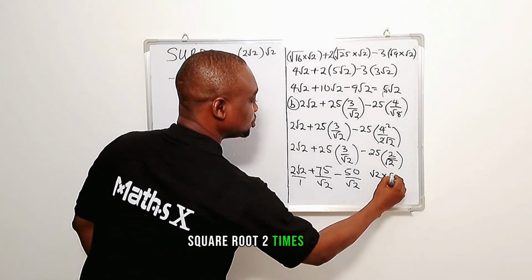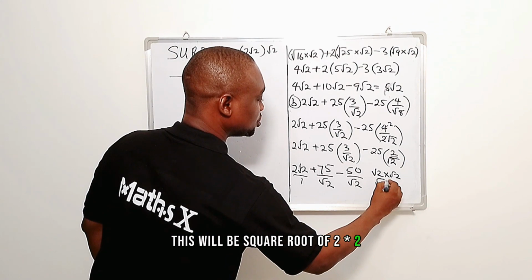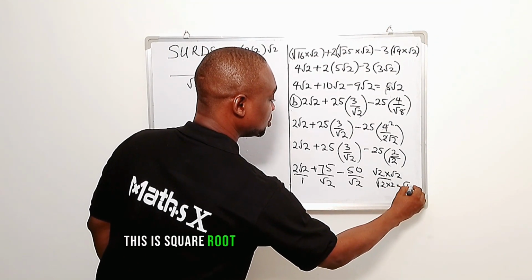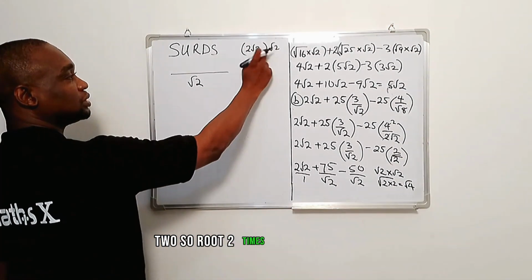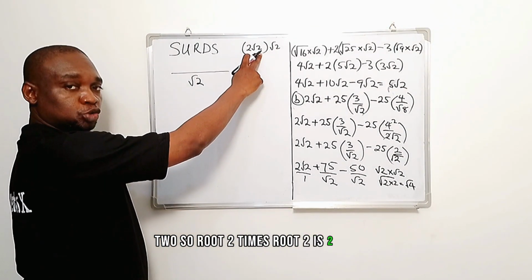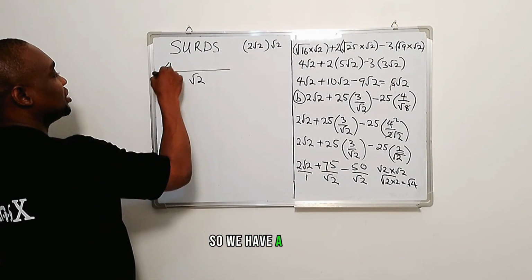Root 2 times root 2. This will be square root of 2 times 2. We've done this before. This is square root of 4. Square root of 4 is what? 2. So root 2 times root 2 is 2 times 2 is 4. So we have a 4 here.